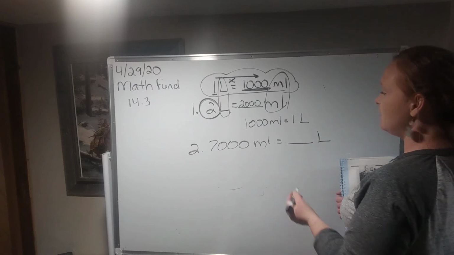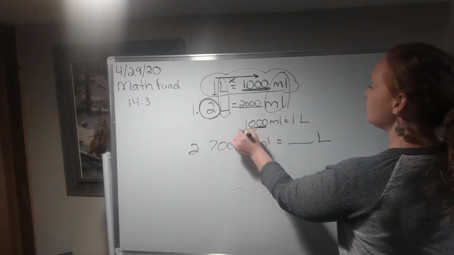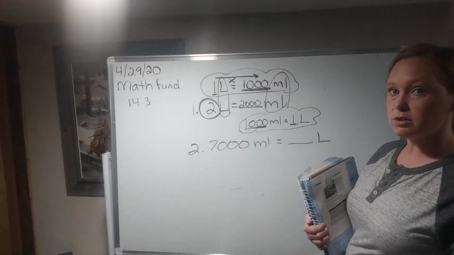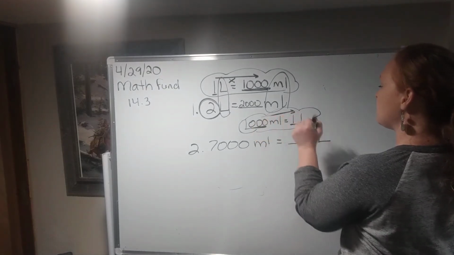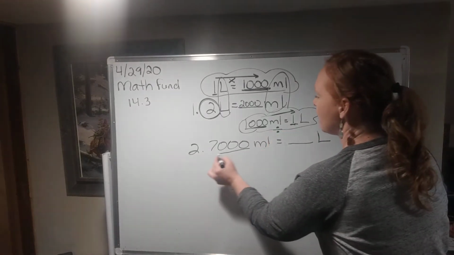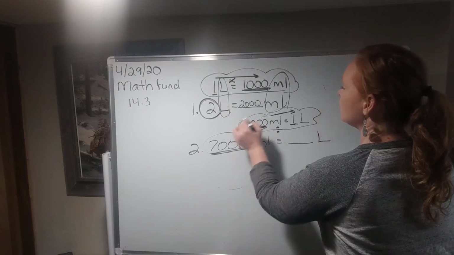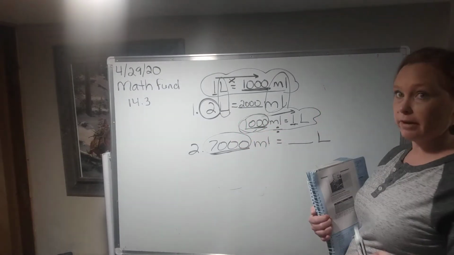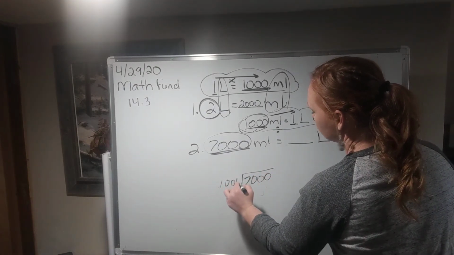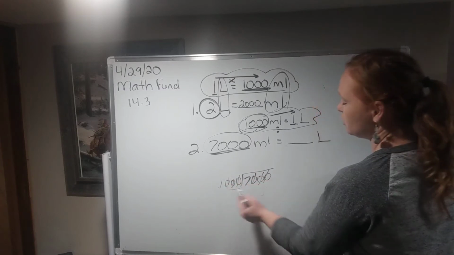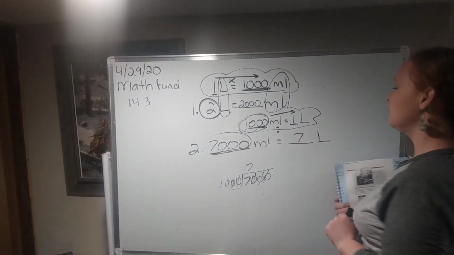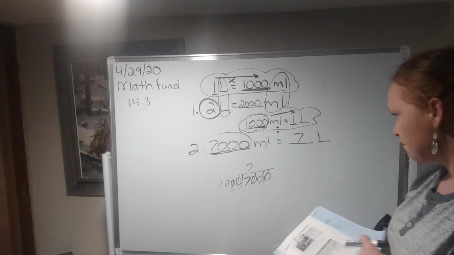Now that I've done that, I look at my 1,000. This is my thought bubble, and I'm thinking I'm going from 1,000 to 1. Is my number getting bigger or smaller? As I move to the right, my number is getting smaller. So that tells me I need to divide. What do I divide? The number I know by the conversion that's not 1. So I take 7,000 and divide by 1,000. Mark out my zeros, and what do I have? 7 divided by 1 is 7. So 7 liters.